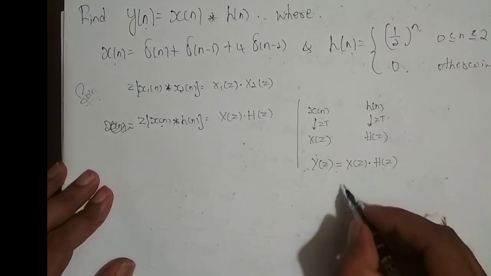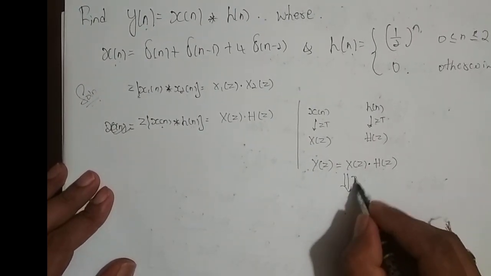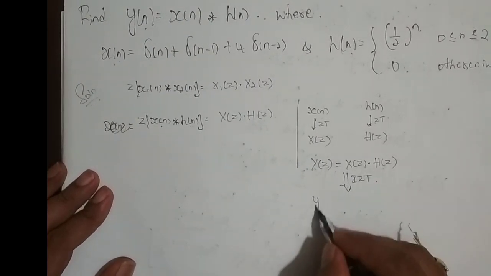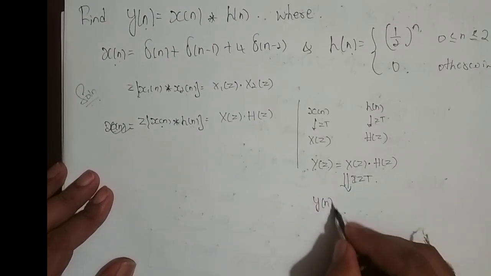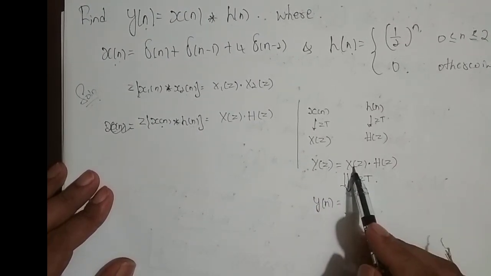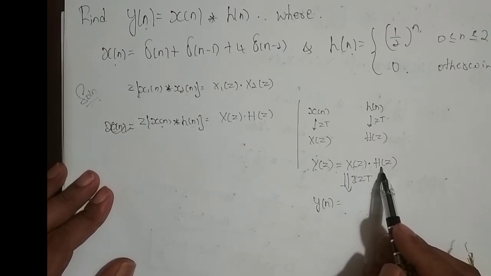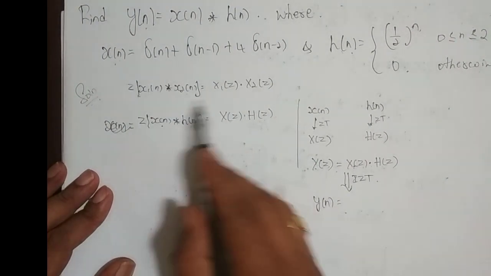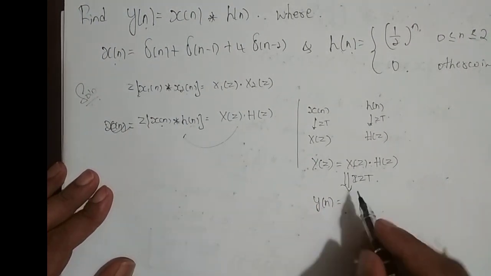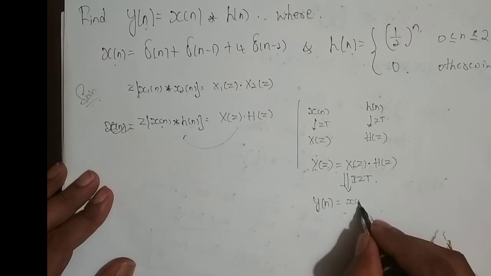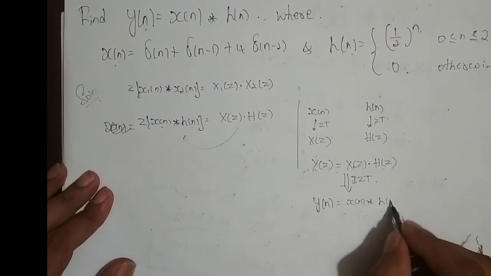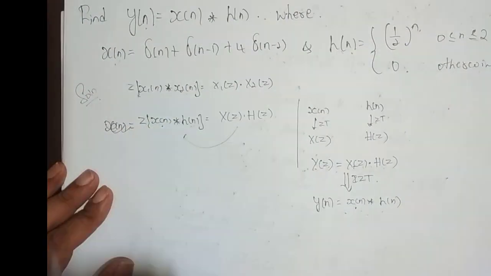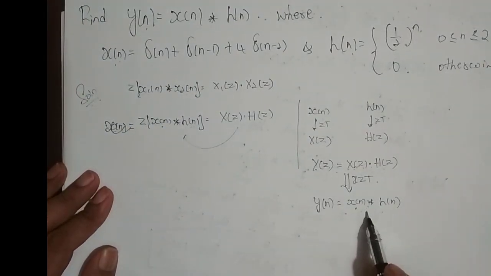Now if I take this sequence's inverse z transform, what is the inverse z transform of y of z? It is y of n equal to the inverse z transform of x of z multiplied with h of z. If the z transform of x of n convolved with h of n is a multiplication, its inverse z transform is nothing but x of n convolved with h of n. And that is what I need: y of n is equal to x of n convolved with h of n.